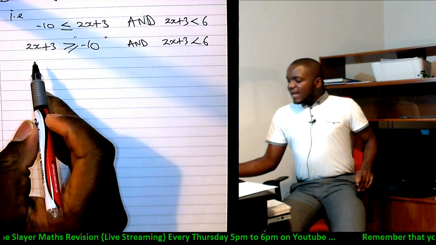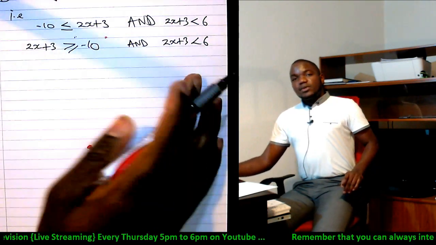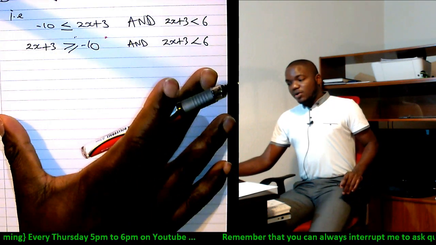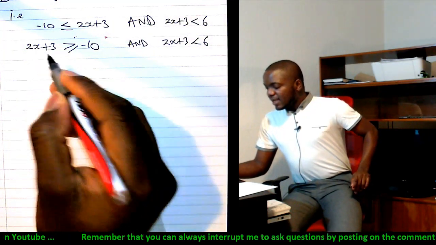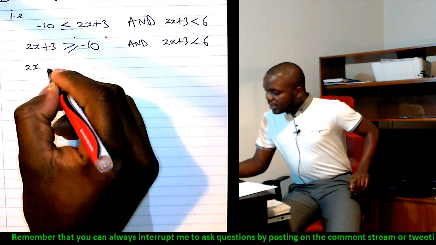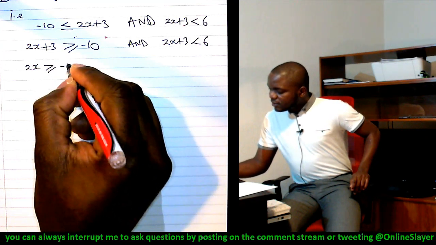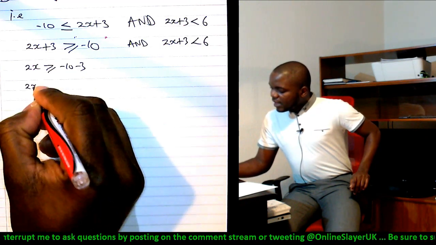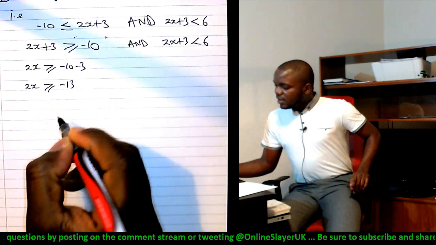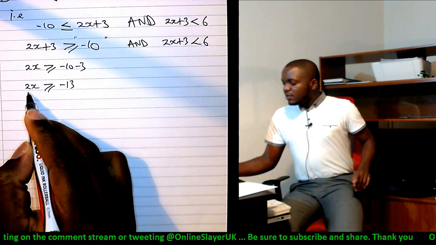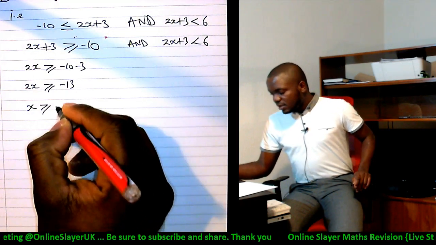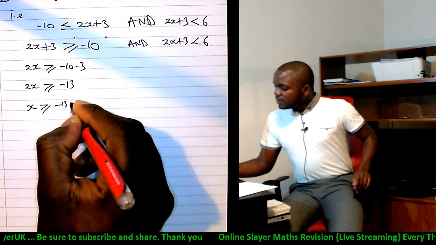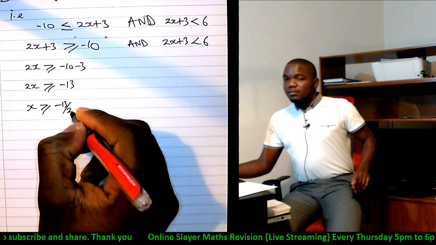We're going to make x the subject of the formula in the two of them. So we're going to see what their solutions are, and we can plot a number line solution to that. How do we make x the subject? Again, same thing like we do all the time. 2x, subtract 3 from both sides: minus 10 minus 3. 2x is greater than or equal to minus 13. Now you're dividing both sides by a positive number 2, so the sign does not change. It's still greater than or equal to minus 13 over 2, which is actually minus 6.5.